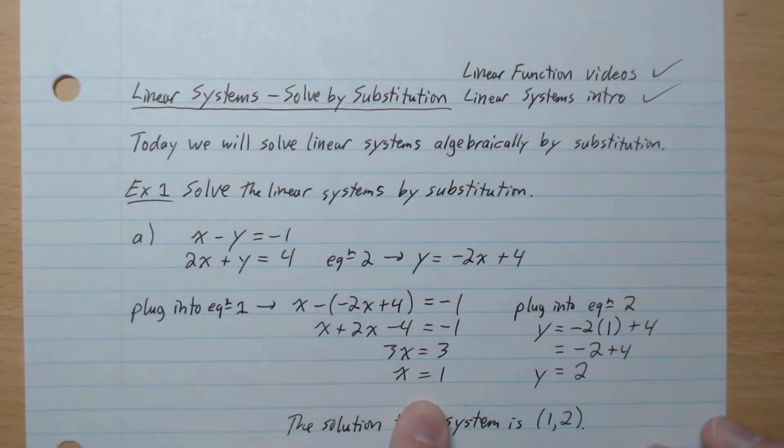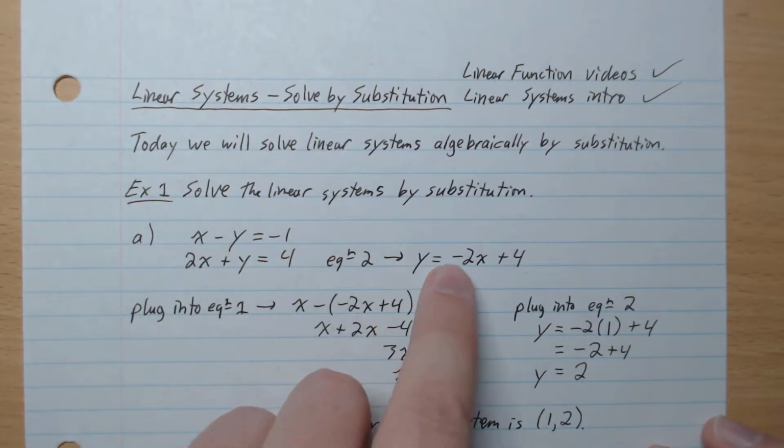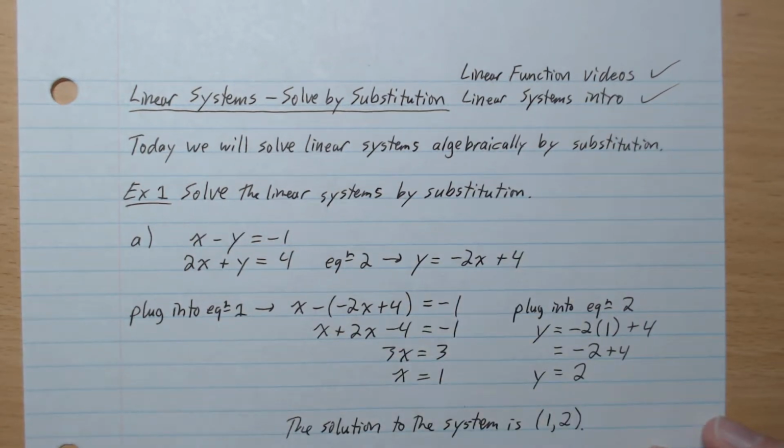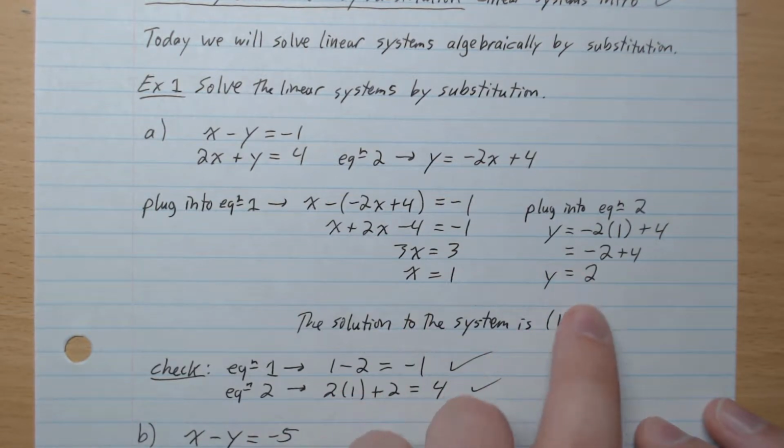And so now that we have our x equals 1 value, we can plug it into, say, equation 2. And so we have y equals -2 times 1 plus 4, which gives 2, like that. And so the solution to the system is (1, 2), like that.